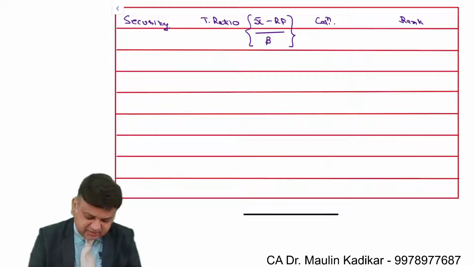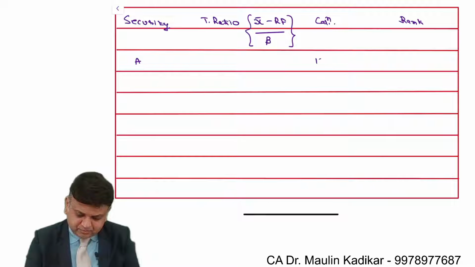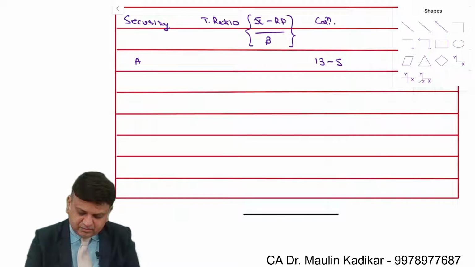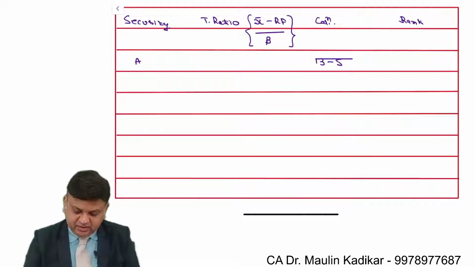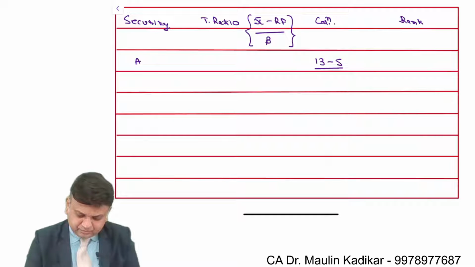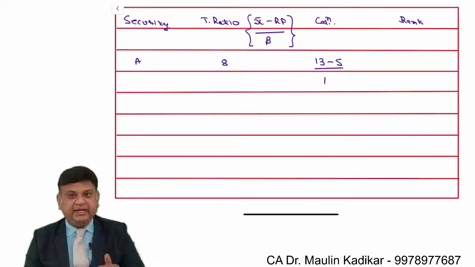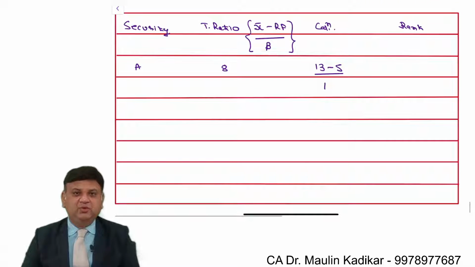As far as security A is concerned, the mean return is 13%. The risk-free rate of return is 5%. 13 minus 5 divided by beta. Beta for security A is 1. So the same will be divided by 1 to calculate the Treynor's ratio. It comes to 8. And so on, we do the calculation of the Treynor's ratio, and then we will give the rank. Try to do the calculation of the Treynor's ratio for the remaining securities, and then I will show the working for you.